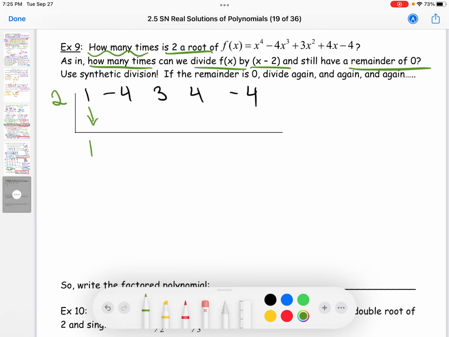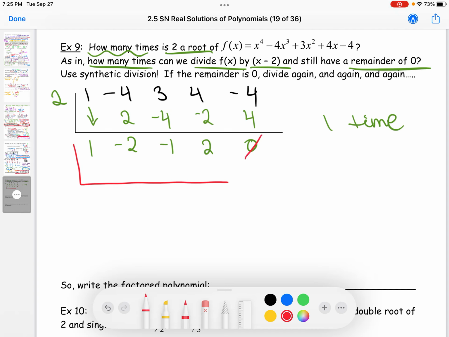And we will bring down that first number, 1. Multiply, get 2. Add negative 2. Multiply negative 4. Add negative 1. Multiply negative 2. Add positive 2. Multiply 4. Add, we get 0. So right now, x minus 2 is a factor one time. It is a single root as of right now. We're going to do it again. We're going to disregard the remainder.